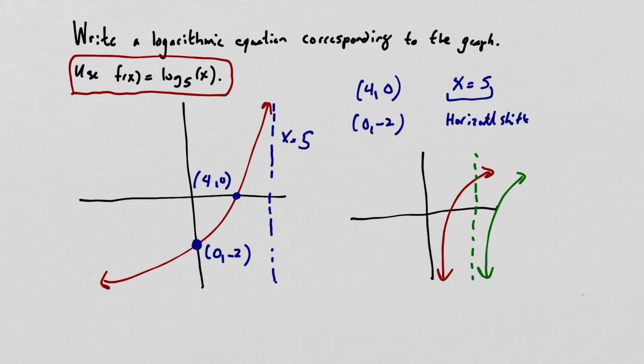And now we're going to apply our reflections. So generally you want to apply your reflections first, except when you have a horizontal shift. So reflecting across the y-axis, we'll get a graph that looks something like this. And then finally, reflecting this across the x-axis, our graph will finally end up looking something like this.